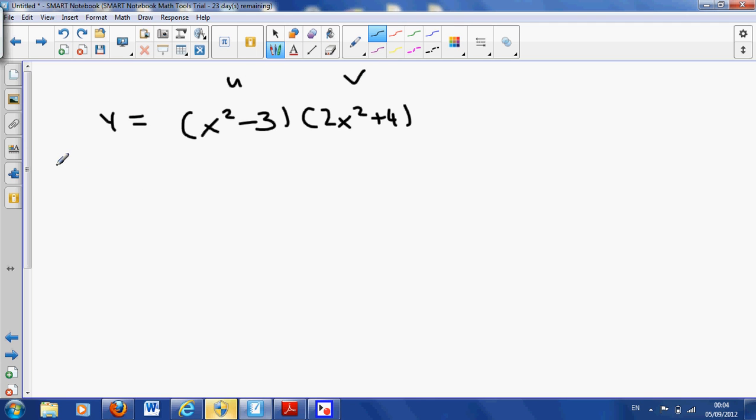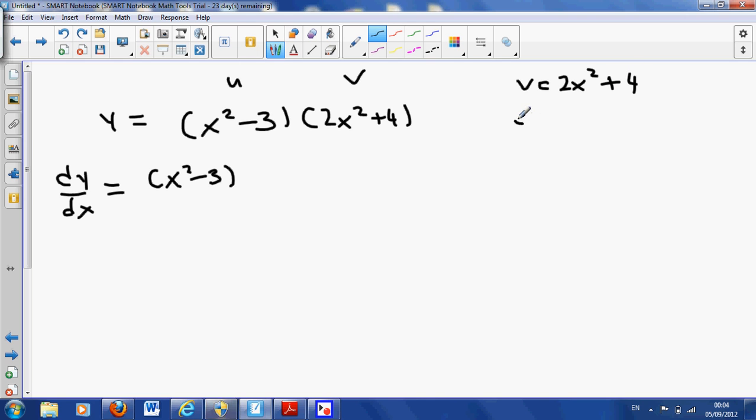Let's get our rule sorted, right? So dy dx is u times dv dx. So here's u. Now we gotta differentiate the v, okay? So if v is 2x squared plus 4, when we differentiate it, the dv dx is gonna be, bring the 2 to the front, it's gonna be 4x, and this will disappear, so it'll be just 4x.